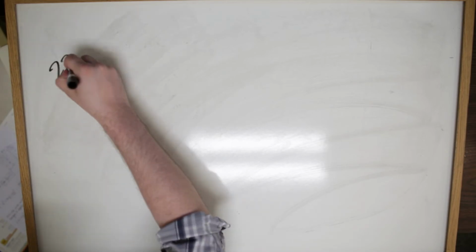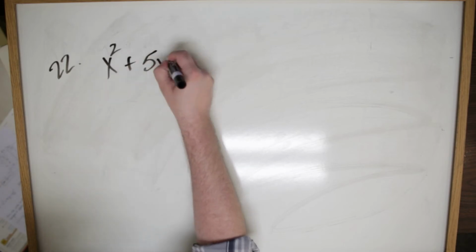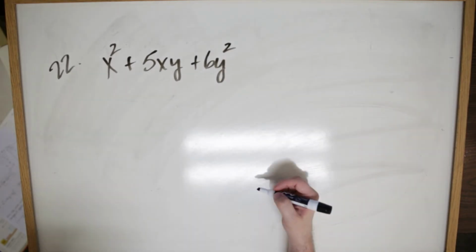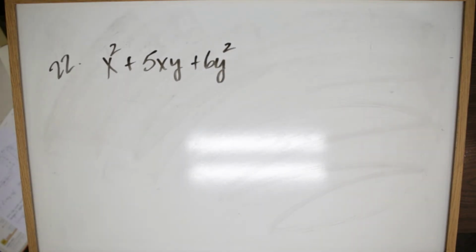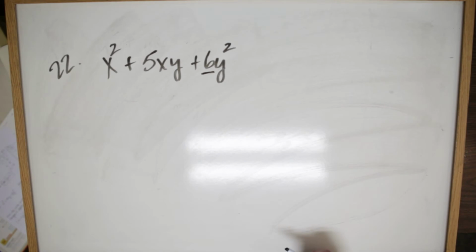Question number 22. I've got x squared plus 5xy plus 6y squared. Okay, these ones are a little weird because you have x's and y's all thrown together. If you encounter a problem like this, I'm going to tell you this flat out. Ignore the y's. Just ignore them. Pretend they don't exist. Okay? So, imagine that this is the number that we're working with. Okay? We're going to bring the y's back in the end, but we're not doing it right now.